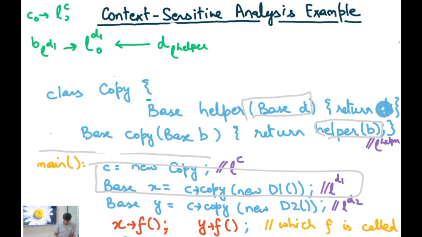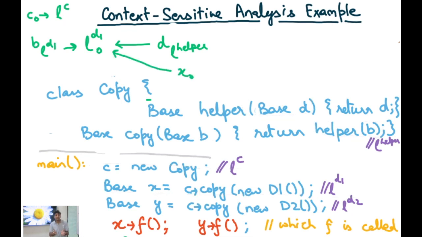Okay, let's continue. So what helper is going to do is return D. D is being analyzed in D L helper, and that return value is going to get returned all the way back to X. So X will start pointing to whatever D L helper was pointing to. So X will start pointing to L0 D1. And X was being analyzed in the context 0. So we draw an edge from X0 to whatever D L helper was pointing to, which is L0 D1.